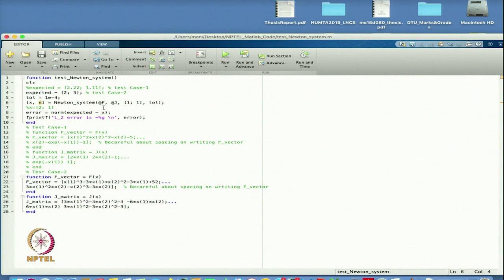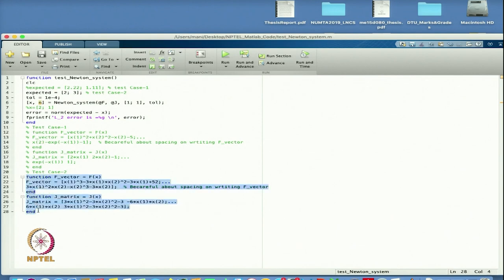Now, what I have to do is define what my f is and what my Jacobian is. So, within this function, I am defining another function f, that is f vector equal to f of x. Here I will give the value of x and I will find the value of f. So, if you give me the value of x, it will give you the value of f at that x. Now, I will start with my case 1 and case 2.